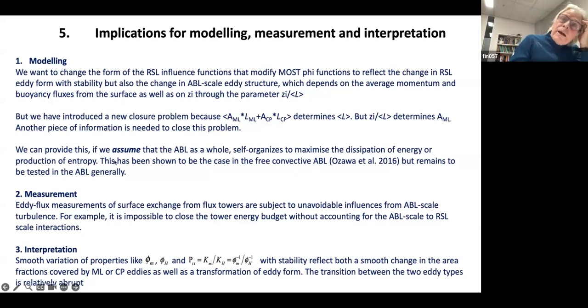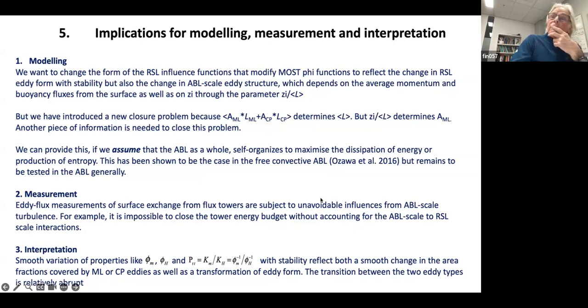In terms of measurement, the eddy flux measurements of surface exchange are subject to unavoidable influences from these ABL scale motions. So for example, the very large scale motions produce horizontal fluxes near the ground, and those horizontal fluxes are coupled to the canopy by small scale eddies, either mixing layer eddies or the canopy plumes.